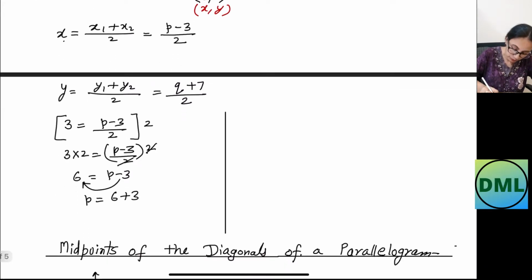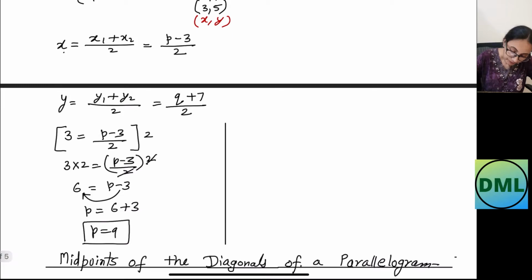So that is equals to P is equal to 9. That is the value for P. Now let's equate the y coordinate. So it will be (q plus 7) by 2 is equal to 5.